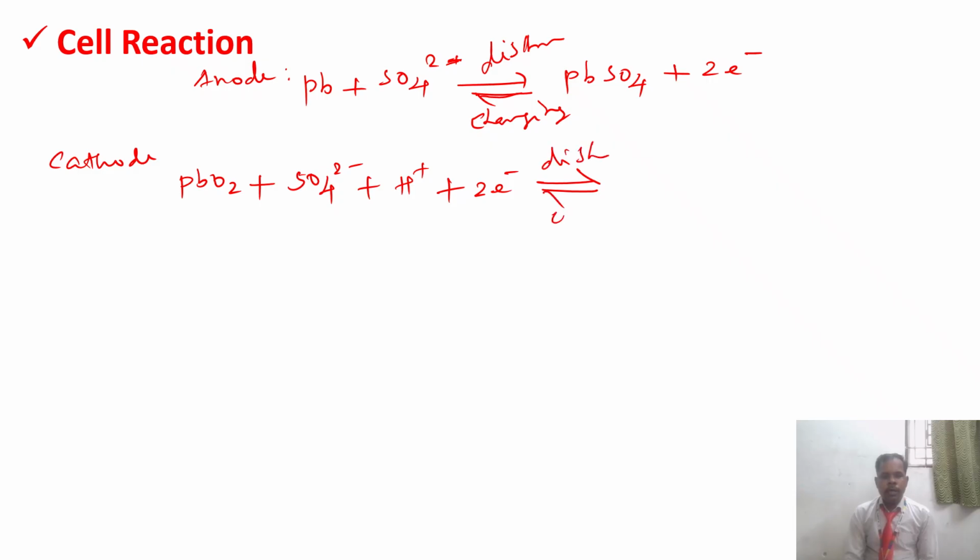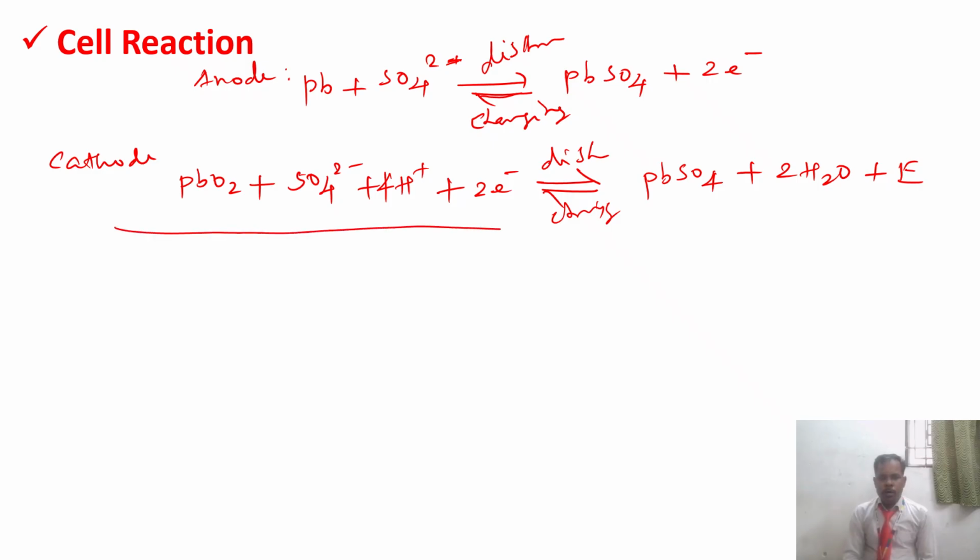So what is the product? Here also discharging, here also charging. Here also insoluble lead sulfate is formed, and in the meantime 2 moles of water as well as electricity are produced. I think the equation is not balanced, so we put 4H plus; now it is balanced. So at the cathode, it gains the 2 electrons from the anodic part, then combines with sulfate as well as H plus ions to produce insoluble lead sulfate on the cathodic part. In the meantime water as well as electricity is produced. This is the cathodic part reaction.